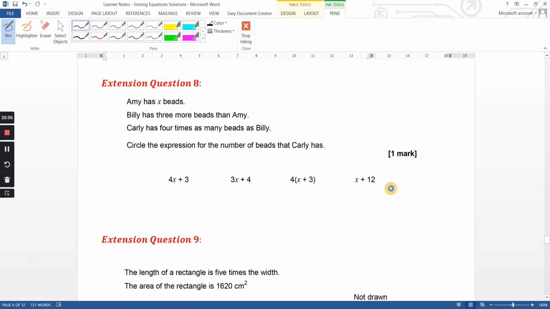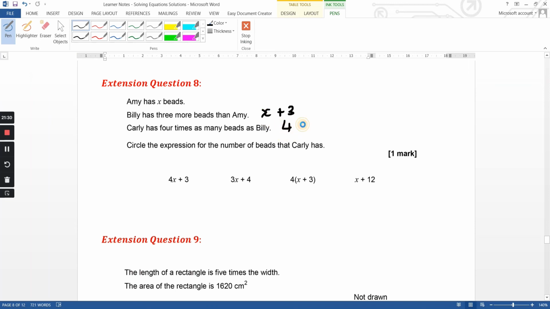Extension question 8. Amy has x beads. Billy has 3 more beads than Amy. Carly has 4 times as many beads as Billy. Circle the expression for the number of beads that Carly has. So again, I would just do it step by step. Amy has x beads. Billy has 3 more beads than Amy. So 3 more, not 3 times more. So that'll be x plus 3. Carly has 4 times as many as Billy, so 4 times this.